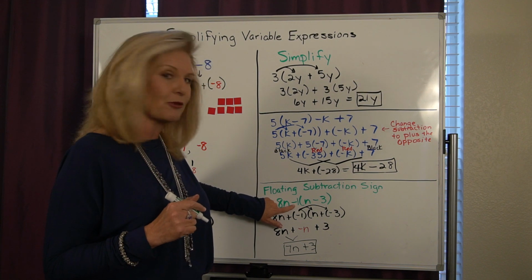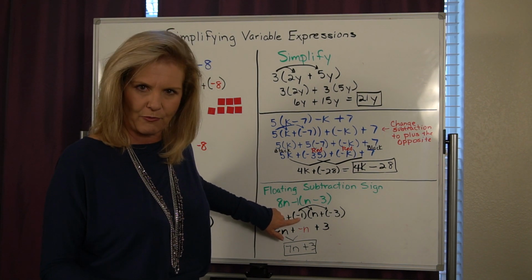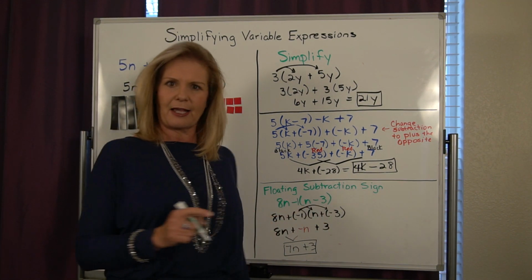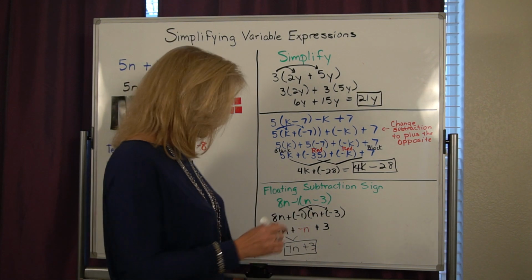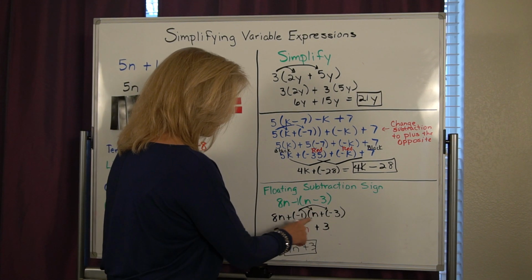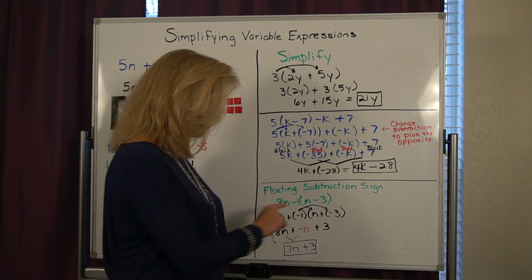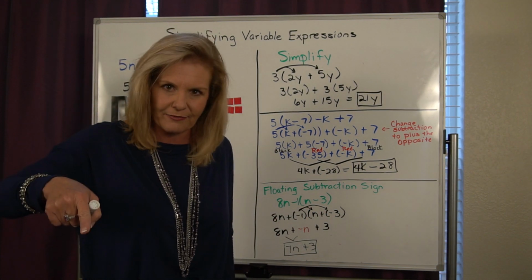Now I see that subtraction, so I have to change it to plus the opposite of 1. Now I see a subtraction there, I change it to plus the opposite. So I always do that. Notice I never fail to do that. Well, here's my distributive property now. So I have a negative 1 times n, which is a negative n. And I have a negative 1 times negative 3, which is a positive 3.